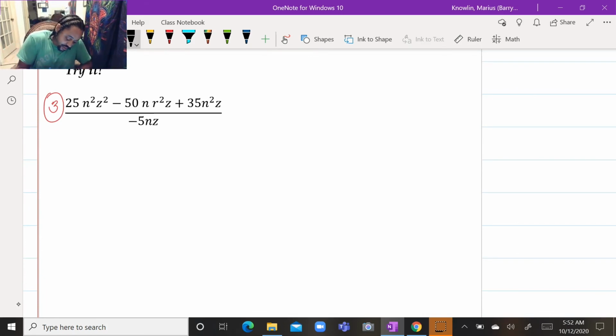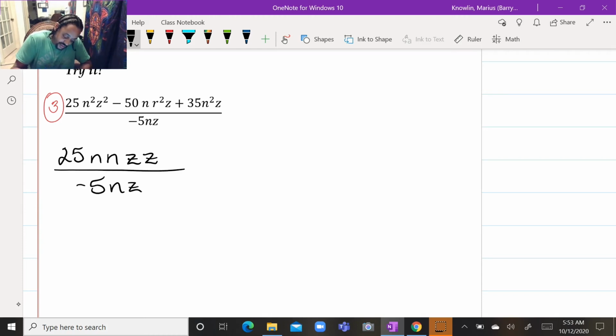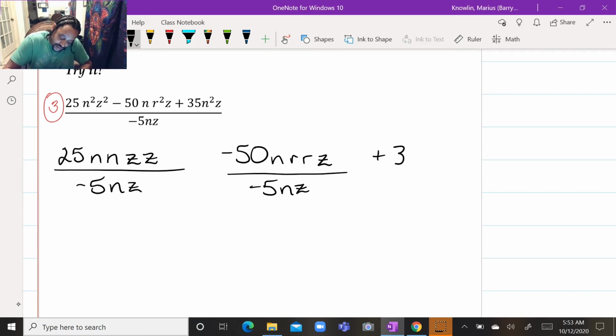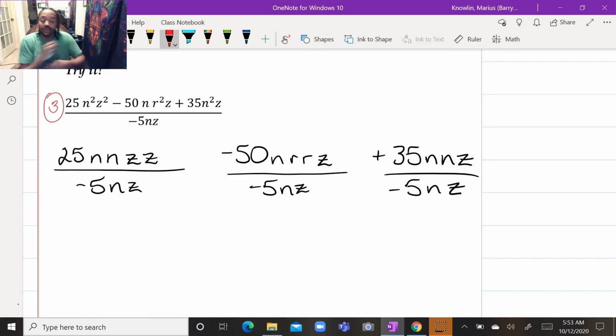Once again, we're going to split it up. So 25n squared z squared divided by negative 5nz. And then I have a negative 50 n r squared z divided by negative 5nz. And then we have a positive 35 n squared z divided by negative 5nz. Now we go through, divide our coefficients, and cancel out our variables.